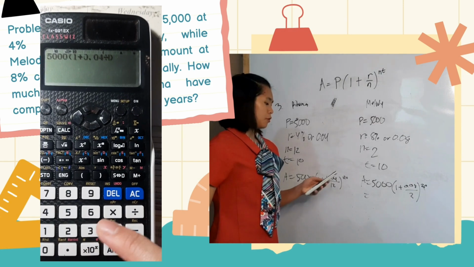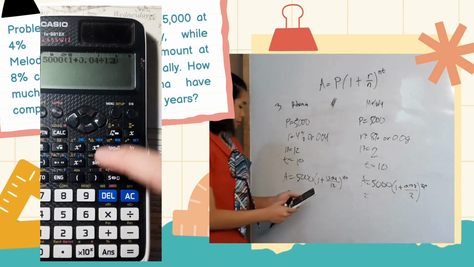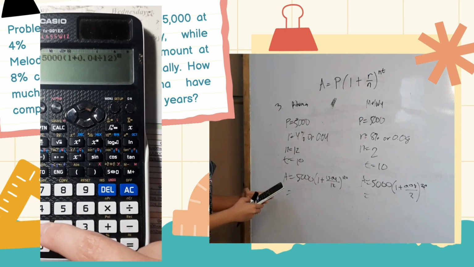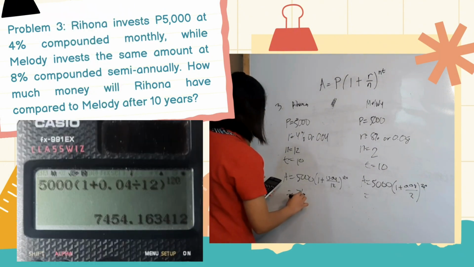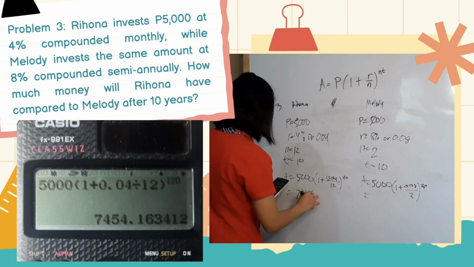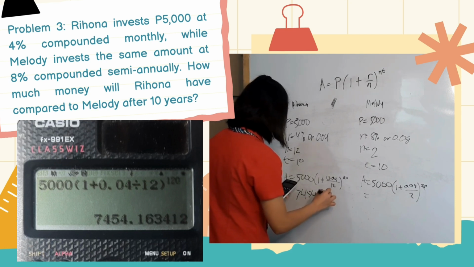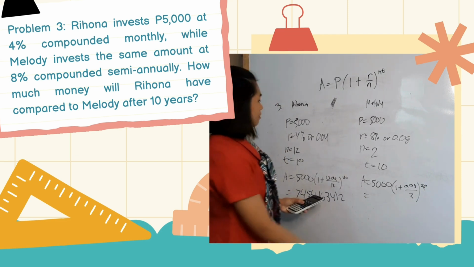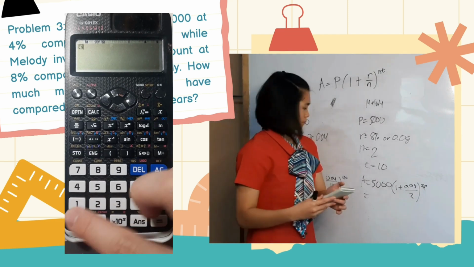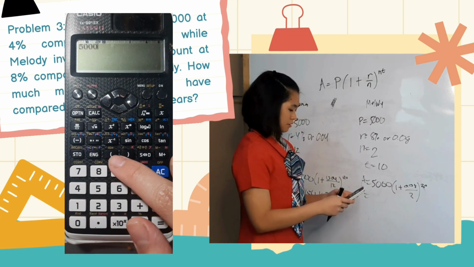You'll get 1.4908, then multiply that by 5,000. The answer is 7,454.1634112. Next, for Melody, again, first plug in the one inside the parentheses.